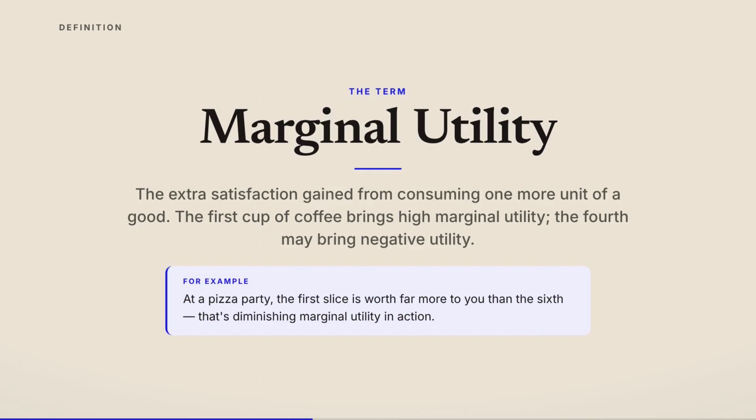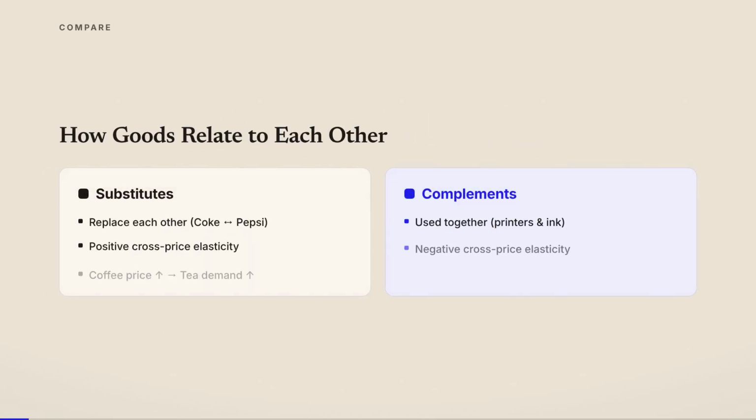Here is a case study you have lived. Imagine walking into a coffee shop on a cold morning. That first sip of coffee is incredible, high marginal utility. The second cup is still good, but less satisfying. By the fourth cup, you are jittery, and the marginal utility is near zero, maybe even negative. That is diminishing marginal utility in action. And it explains why the first slice of pizza at a party is worth far more to you than the sixth.